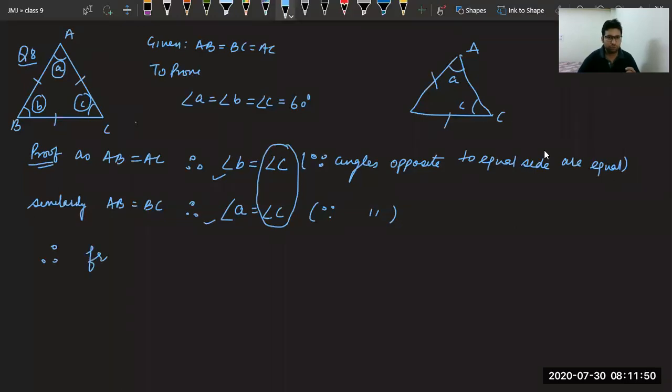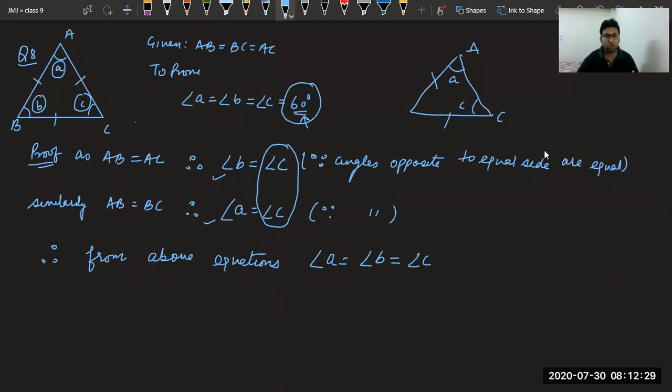Therefore, from the above equations, we can say angle A is equal to angle B is equal to angle C. So we have done the first part of the question, that is, all angles are equal. Now the job left is to prove their value equal to 60 degrees. And I have told you in the to-prove part, if you see a value is coming, you have to think, what should I do so that I get a value? Very good, Bhavya. Very good, Utkarsh. We have to go for the angle sum property.